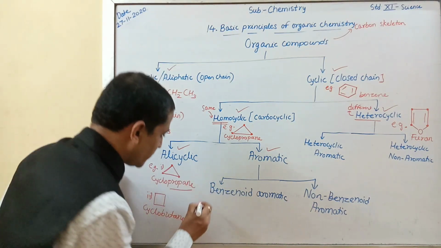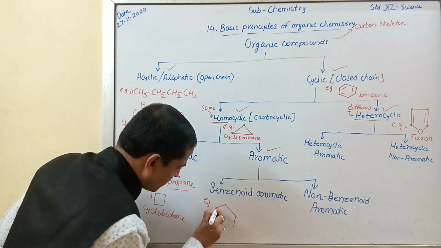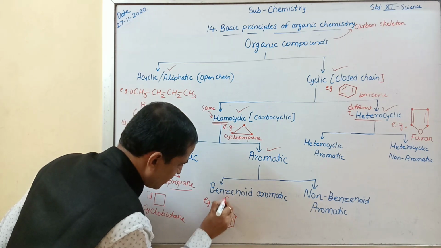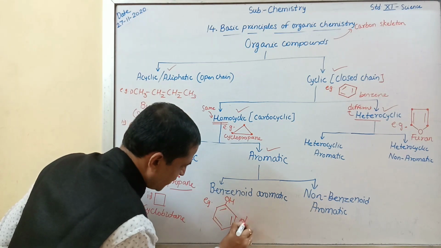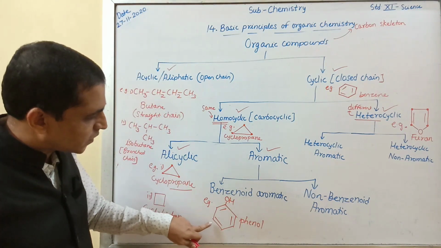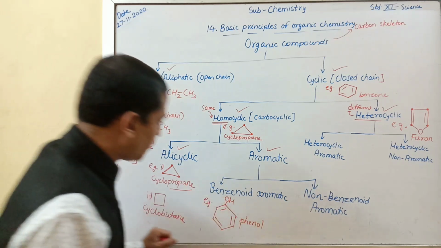Benzenoid aromatic compounds, see the examples. This is benzene, and I put here OH, so its name is phenol. This compound contains a benzene ring, so they are called benzenoid aromatic compounds.